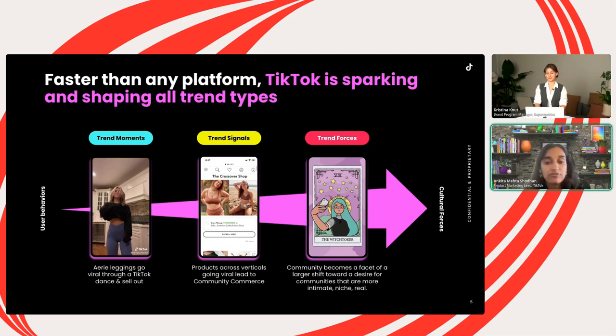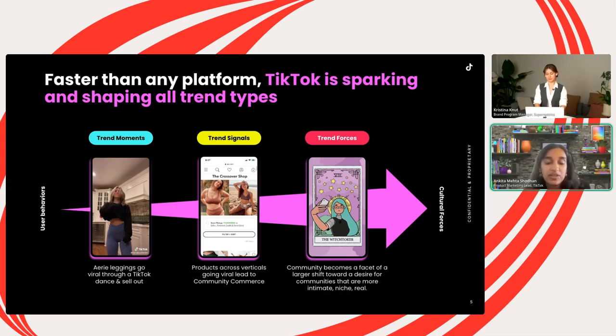Thirdly, we have trend forces. TikTok has contributed significantly in shifting community dynamics. Rather than broad and mainstream audiences, TikTok has nurtured niche, intimate and fluid communities where users are coming and feeling more connected with the content they are consuming. This shift towards more personalized and specific subcultures has created a long-lasting impact.